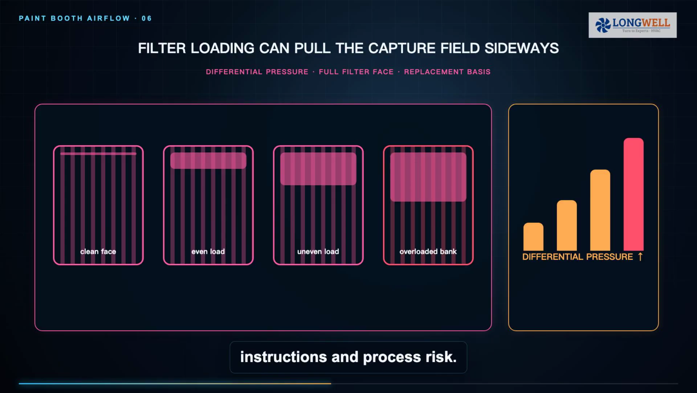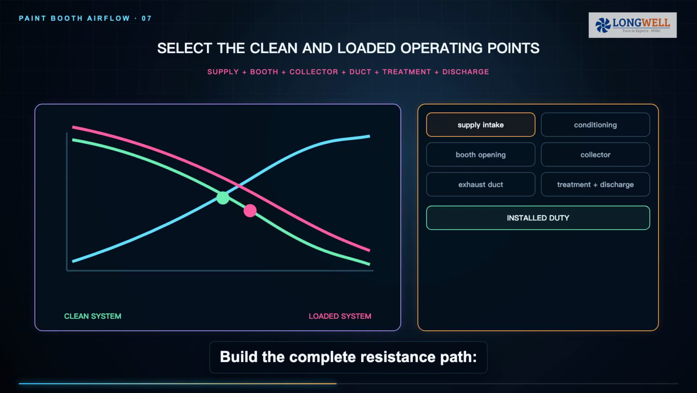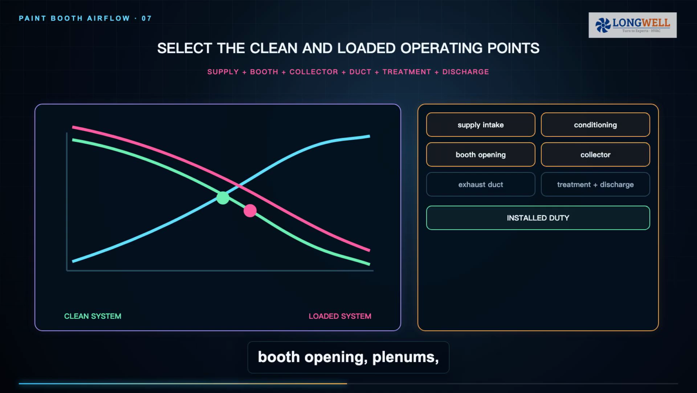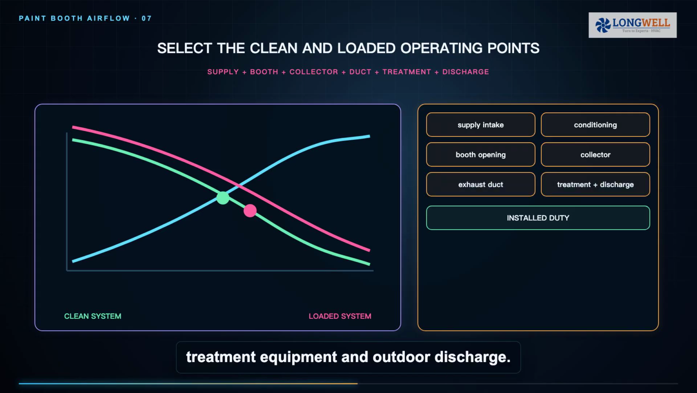instructions and process risk. Build the complete resistance path: supply intake, conditioning section, booth opening, plenums, collectors, exhaust duct, treatment equipment and outdoor discharge. Plot clean and loaded system curves against the fan curve. Select the installed duty, motor load and control range, not a free air number from a catalog.